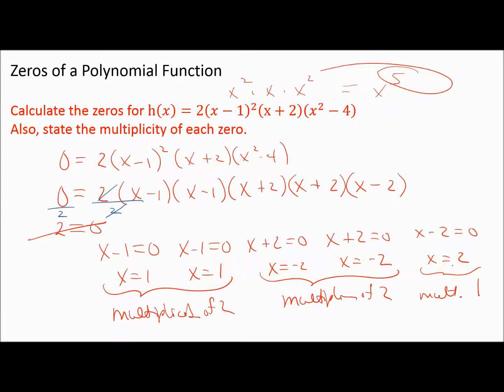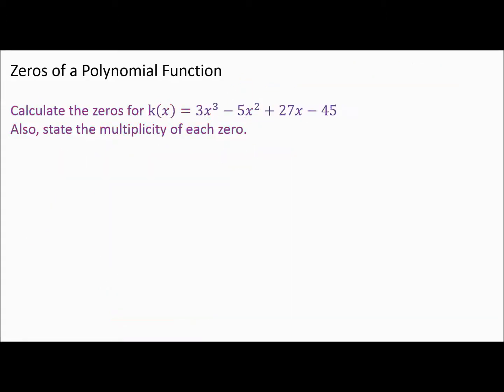Even though some of them have a multiplicity of 2, you count them separately as far as the degree goes. Now the multiplicity is significant to the graph, and we'll talk about that soon after we do some more examples. Here we go again. Let's calculate the zeros of the polynomial.